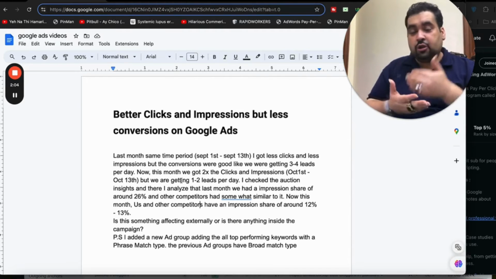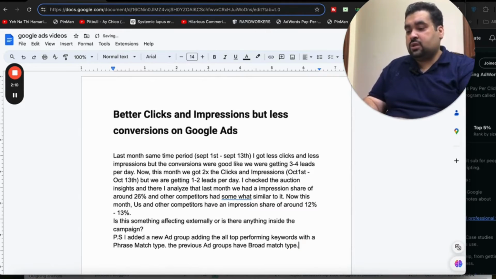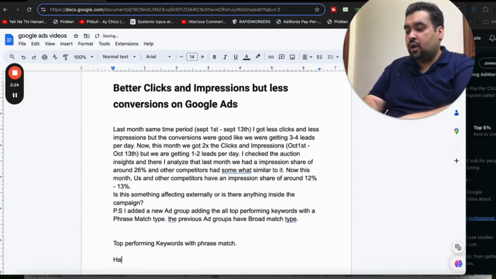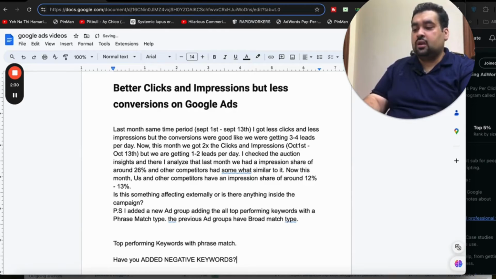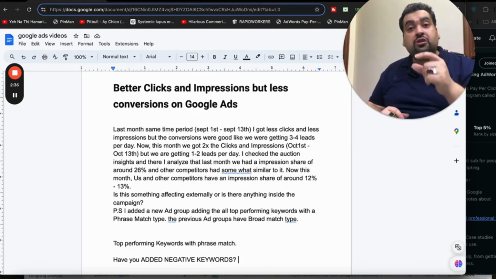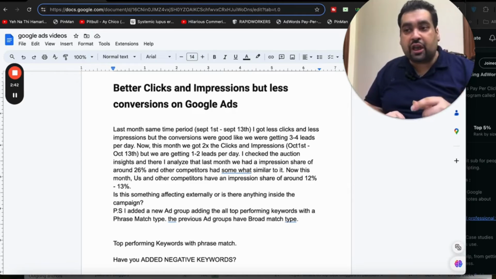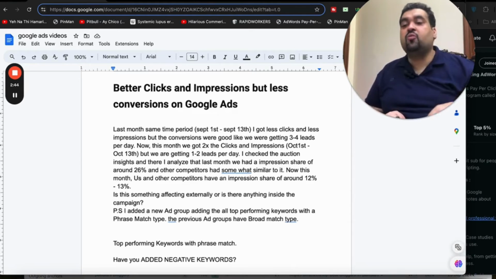Because you said that last time you got good conversions, 3 to 4 leads a day, and now you're getting 1 to 2 leads. So my question is, you can understand which keywords are working and you have added the top performing keywords with phrase match. My question to you is, have you added negative keywords? And have you looked at more data on when those keywords are converting, the exact time frame, the days, the location? Focusing on that seems to be very important.